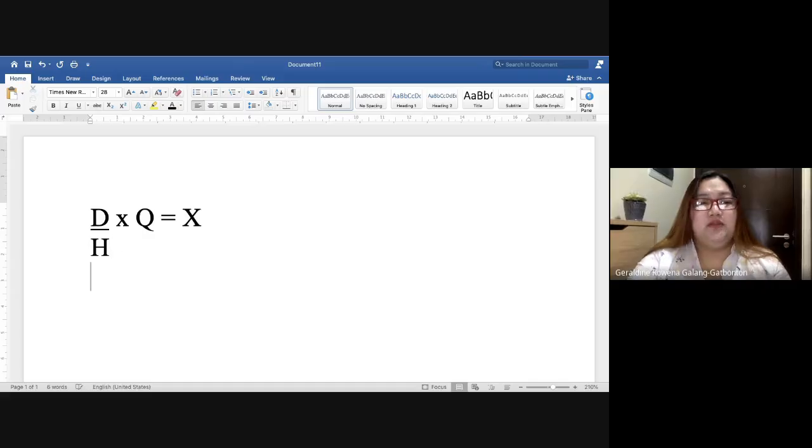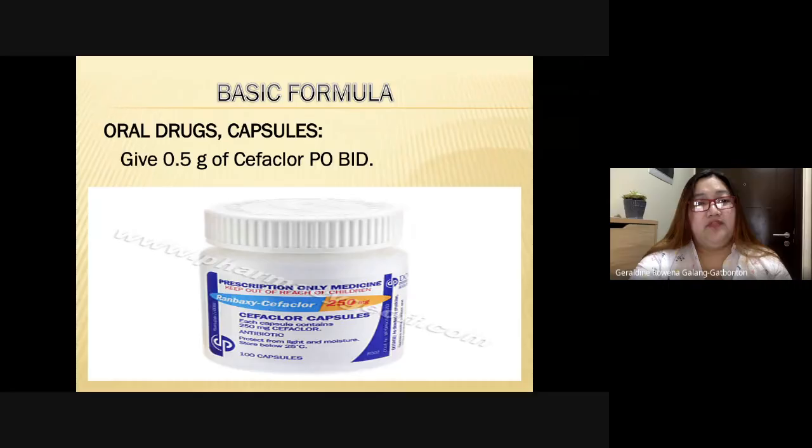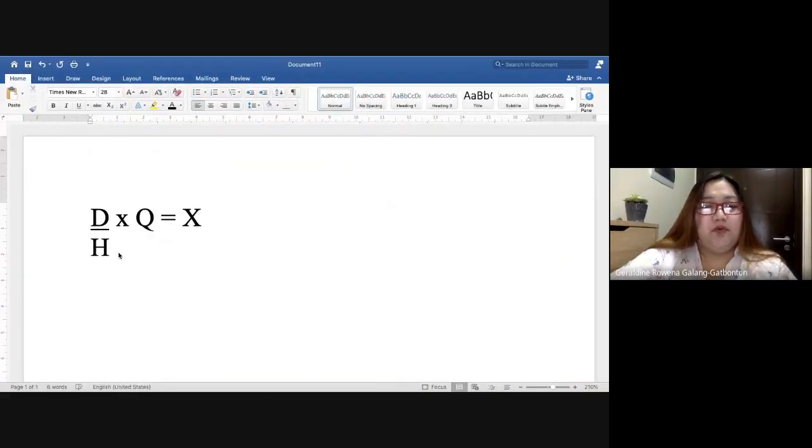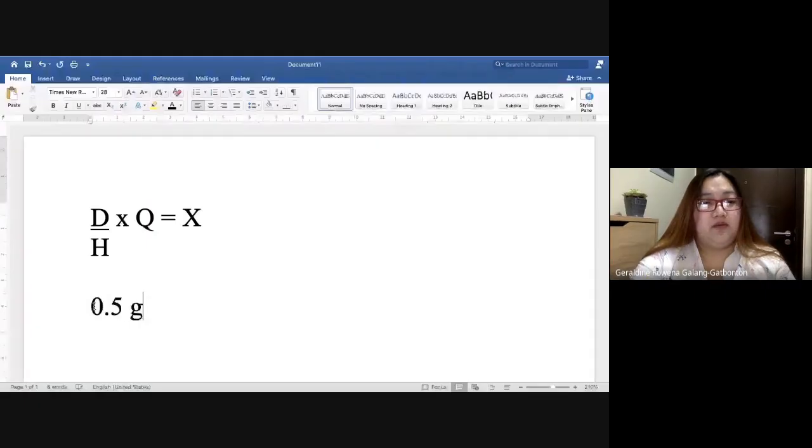So let us try to have the first example again. Ang sabi, 0.5 grams of cefaclor per orem BID. So D over H times Q para malaman natin yung X. What is your D? Ang D is the desired dose. So ibig sabihin, gaano daw karami yung ibibigay mo sa patient? 0.5 grams. So your D is 0.5 grams. Okay? Now, what is your dose on hand?